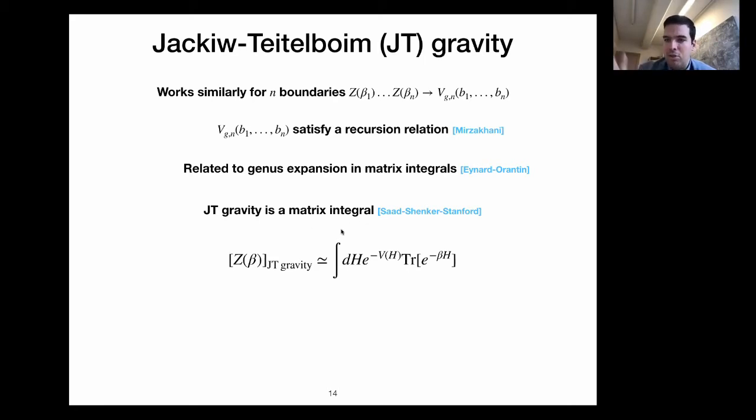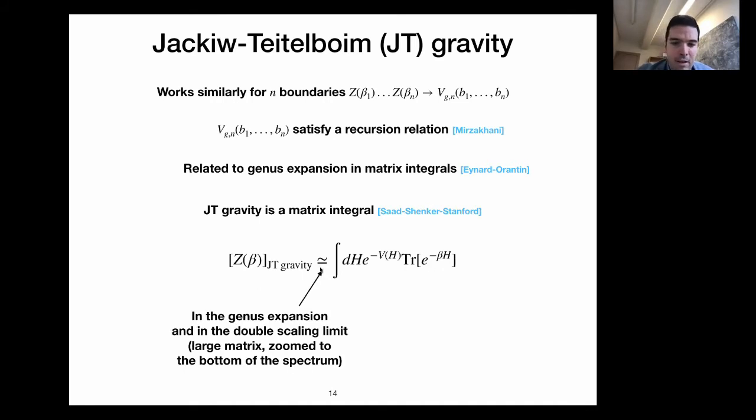So in the sense of this genus expansion, you have the following equality, that the partition function of JT gravity is an integral over a random Hamiltonian of the trace of e to the minus beta H. Okay, so this squiggly line is because this is true in the genus expansion and in something called a double scaling limit. So these things have an infinite spectrum.